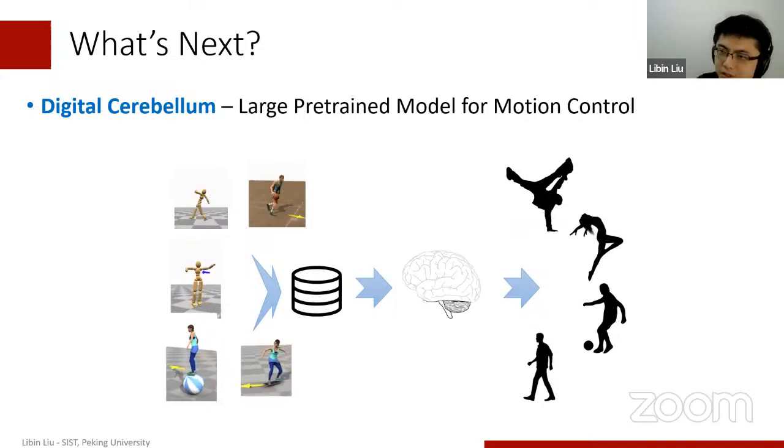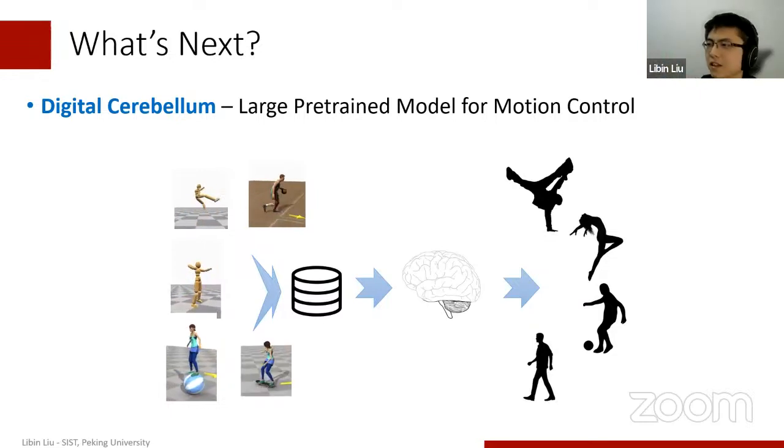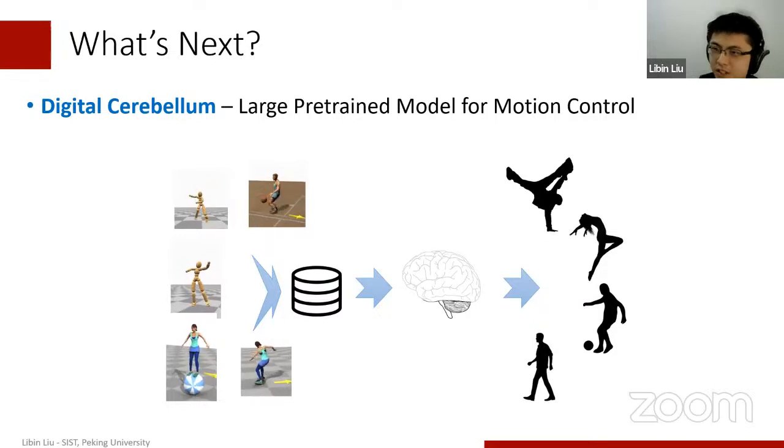The first is whether we can train a ChatGPT-level motion model. We can call it a digital cerebellum. Basically, like how an animal's cerebellum is related to its motion. If we can do that, we can use it to do very interesting things.